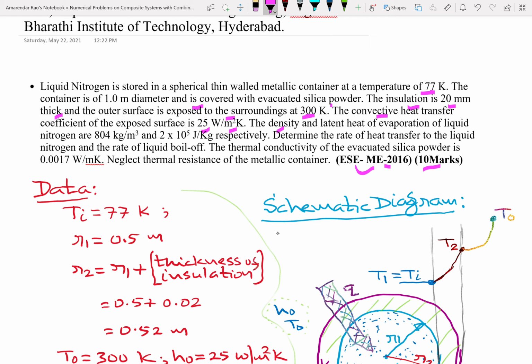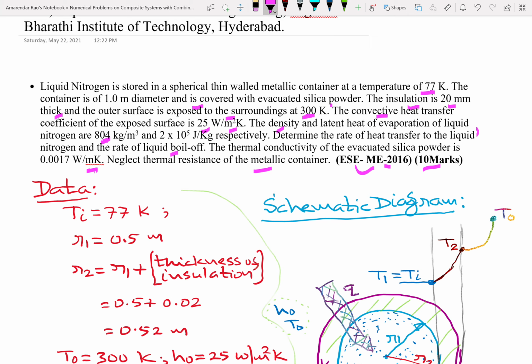The density and latent heat of evaporation of liquid nitrogen are 804 kg per meter cube and 2 lakh joule per kg respectively. Determine the rate of heat transfer to the liquid nitrogen and the rate of liquid boiled off. The thermal conductivity of the evacuated silica powder is 0.0017 watts per meter Kelvin. Neglect thermal resistance of the metallic container.